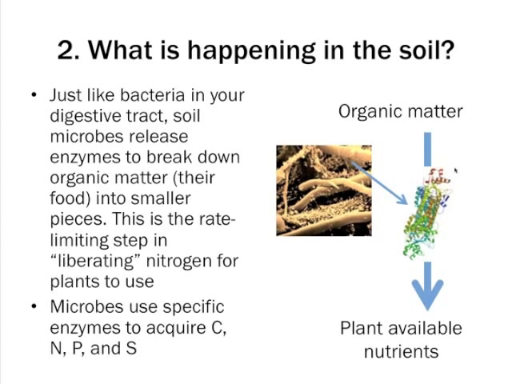Well, just like the bacteria in your digestive tract, soil microbes release different enzymes to break down organic matter, which is their food, into smaller pieces so they can more easily ingest them. And this is the rate-limiting step in liberating nitrogen for plants to use. Microbes use specific enzymes to acquire carbon, which is their energy, as well as nitrogen, phosphorus, and sulfur, which are the nutrients that they need.